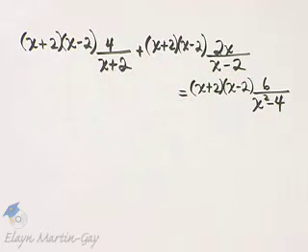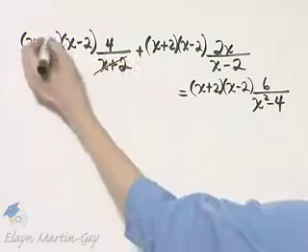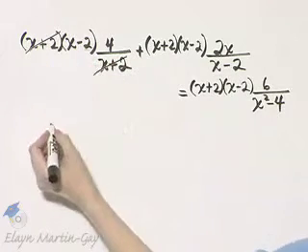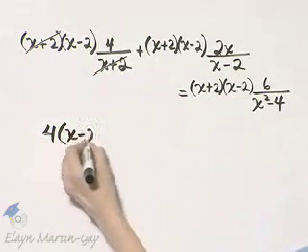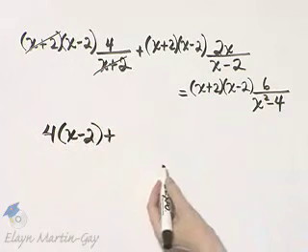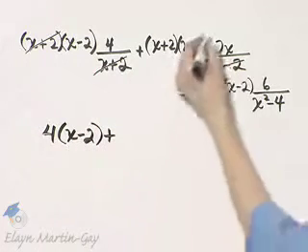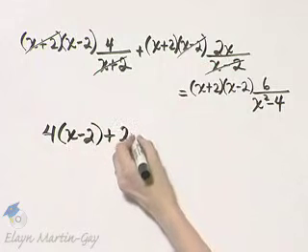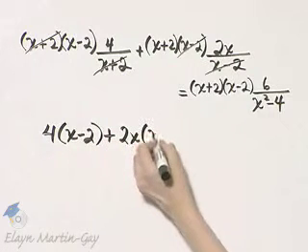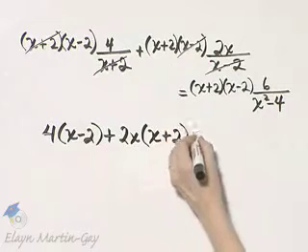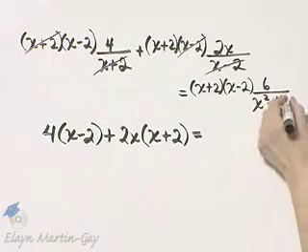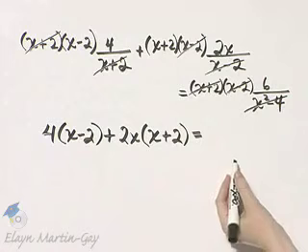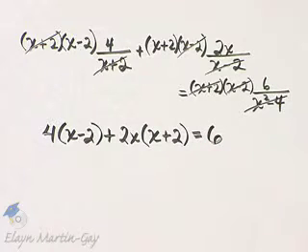And now let me go ahead and divide out common factors. I can divide out these common factors, and notice what I have. I have 4 times x minus 2, and then plus. Now let's see what happens next. These common factors divide out, and I have 2x times x plus 2 is equal to, now if you factor x squared minus 4, it factors as x plus 2 times x minus 2, so this does divide out with those two factors, and I have simply 6.